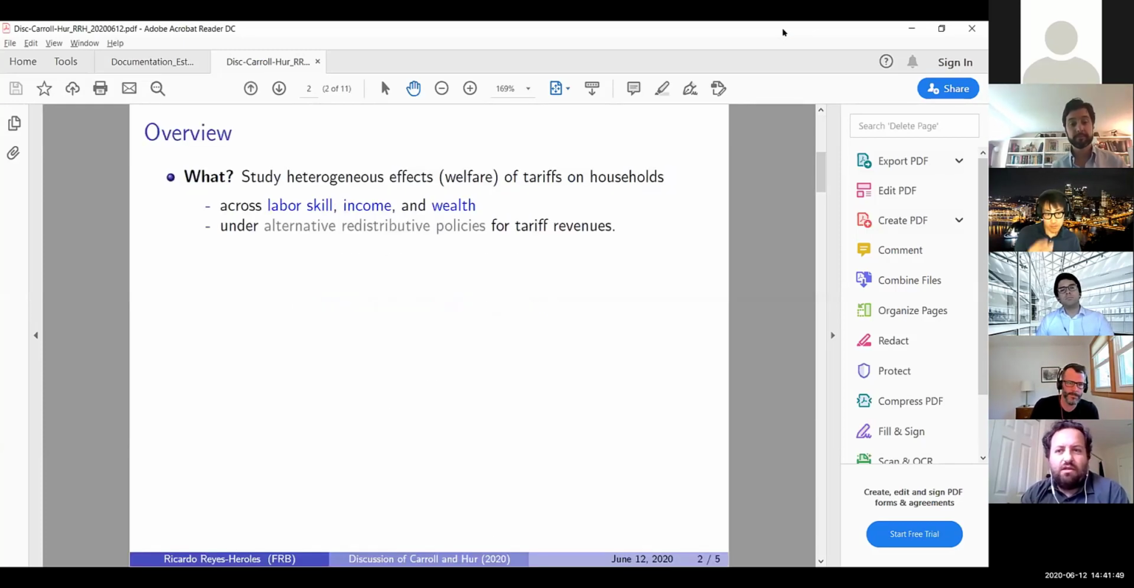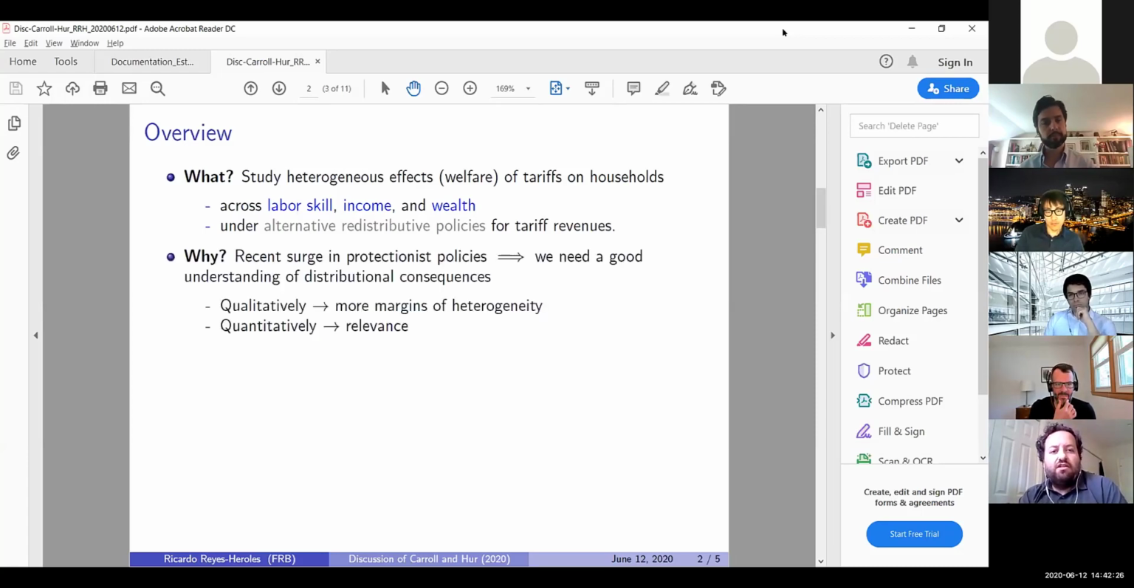So in just one slide, what do Sean and Daniel do in this paper? They basically want to study heterogeneous effects, and in particular welfare effects of tariffs on households. And the key is that they can do it across multiple dimensions: labor, skill, income, and wealth. An additional important part of the paper is that they look at the welfare consequences under different redistributive policies. So they're not only going to think about lump sum transfers of tariff revenues, but they're going to look at the consequences of different redistributive policies. Sean did a great job motivating the paper. I just want to say that we need to move forward in order to understand these distributional consequences, both in terms of qualitative features of the discussion and quantitative ones. Qualitatively they add this additional margin of heterogeneity, which is wealth, and quantitatively, of course, they have a model that they can use to address this question.